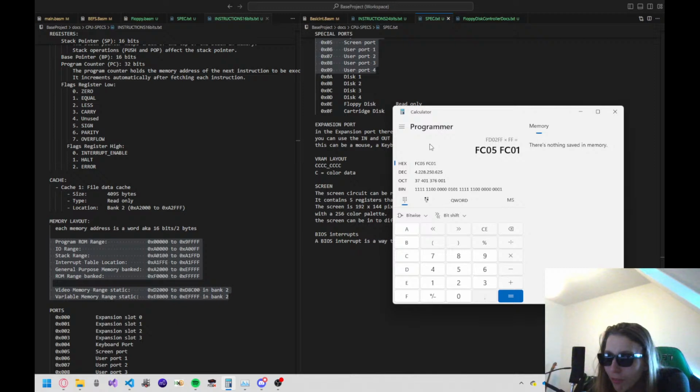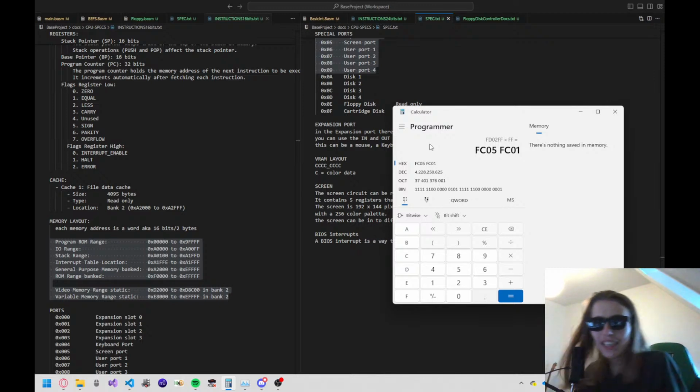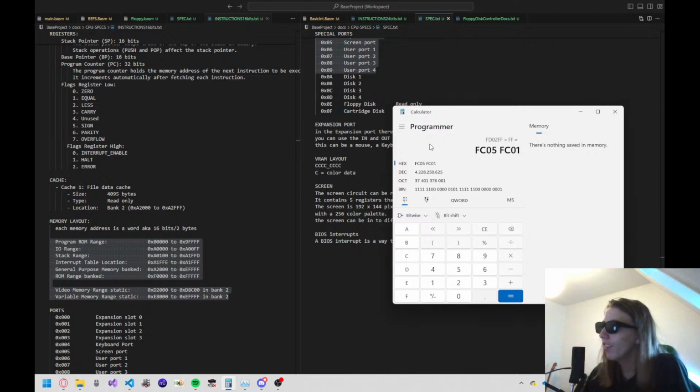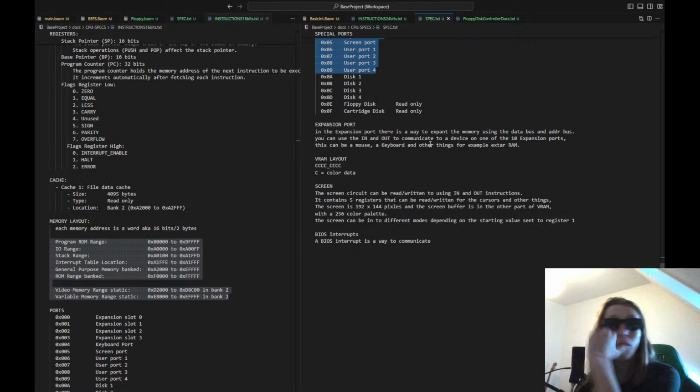There's over 4 billion. What? What the fuck? I didn't actually know that. There's over 4 billion different kinds of colors if you add alpha onto it. Shit. No.